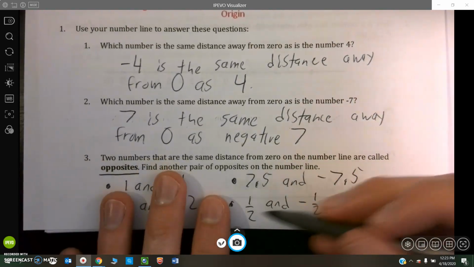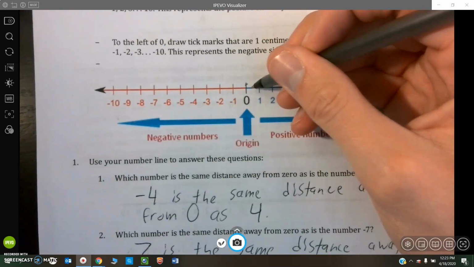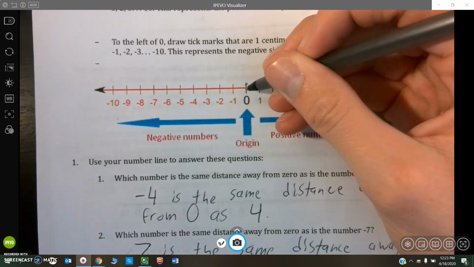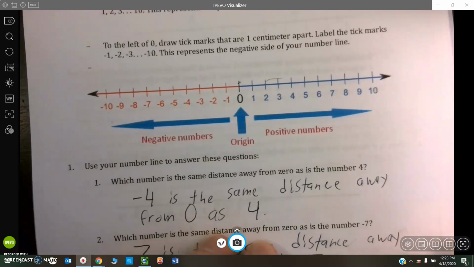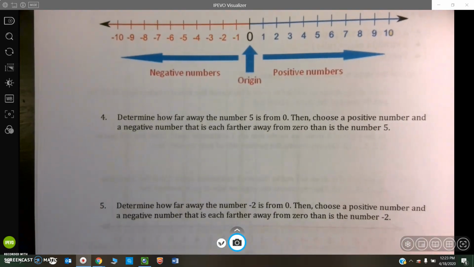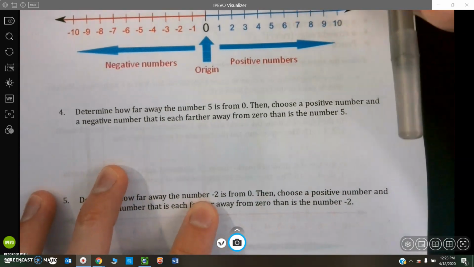If I wanted to graph 1/2 and -1/2 on the number line, that would be 1/2 a unit away from 0 and 1/2 a unit away from 0 the other way for -1/2. All right. So next page, I copied the number line again. It says, determine how far away the number 5 is from 0. Then choose a positive number and a negative number that is each farther away from 0 than is the number 5.